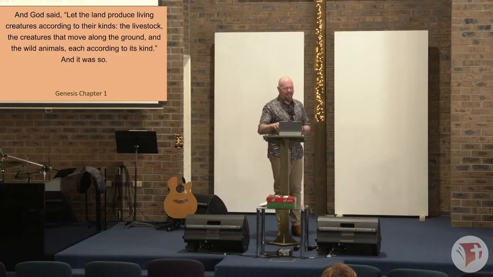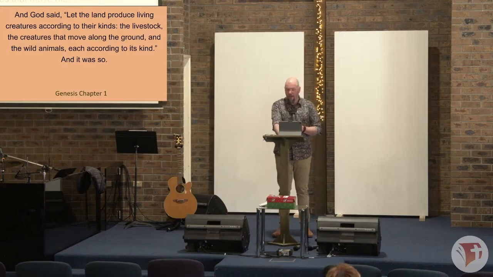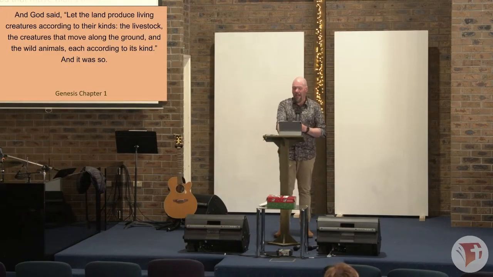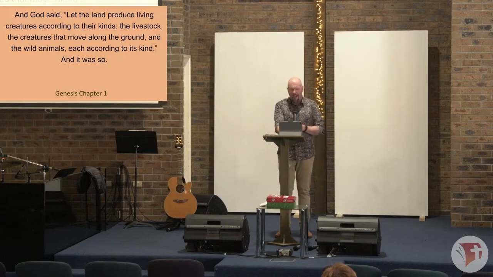And God said, "Let the land produce living creatures according to their kinds. The livestock, the creatures that move along the ground, the wild animals, each according to its kind." And it was so. God made the wild animals according to their kinds, the livestock according to their kinds, and all the creatures that move along the ground according to their kinds.